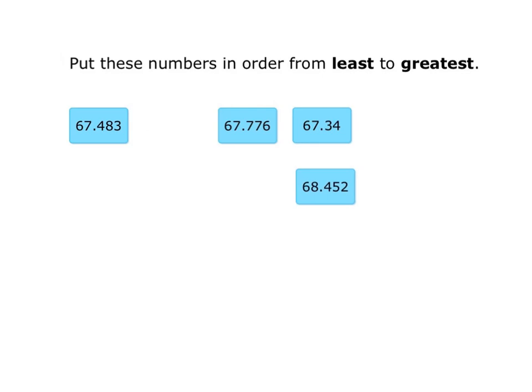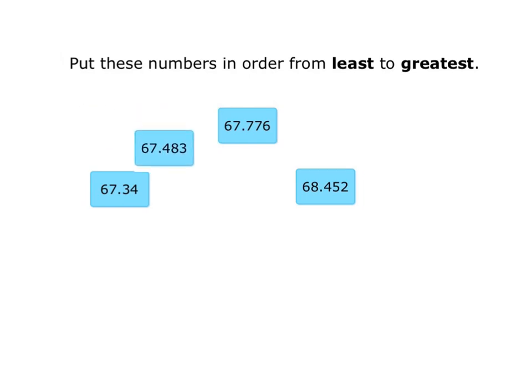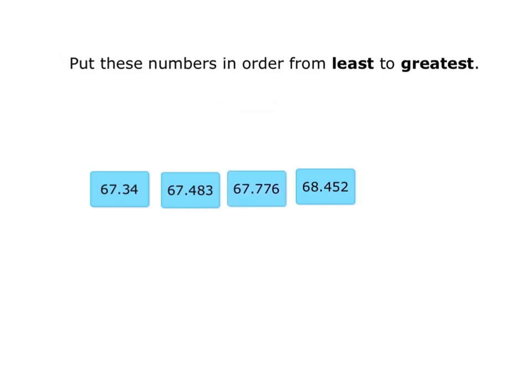I then need to move to my tenths place value here. In this one I have 4, in this one I have 7, and in this one I have 3. So it's easy for me now to place these from least to greatest. 67.34 would mean that 3 is the smallest, so it moves here. I then have 4 in the tenths here, so 67.483 is my next smallest number, and 7 in this one, meaning 67.776 is my next smallest number. So from least to greatest, these have been ordered quickly and easily.